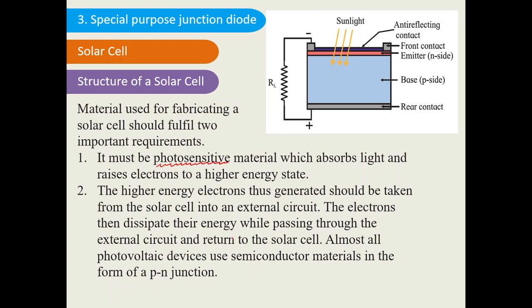Almost all photovoltaic devices use semiconductor material in the form of a PN junction. Photovoltaic devices, meaning devices used to convert solar energy into electrical energy, are made up of semiconductor materials in the form of a PN junction, which can be seen in the diagram. You can pause the video and write things down. If there is any part you have not understood, you can watch this video again. I'm moving to the next slide.